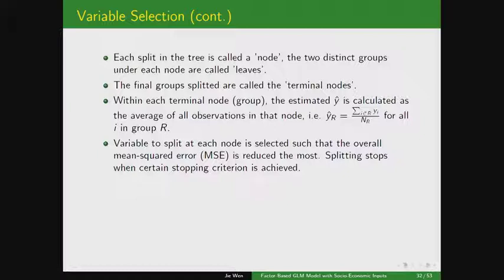The question here is when to split and what factor to use to split. These are driven by a principle. The variable to split on at each node is selected such that the overall mean squared error is reduced to the greatest extent. And then there are some specific stopping criteria for when we can stop splitting the trees.